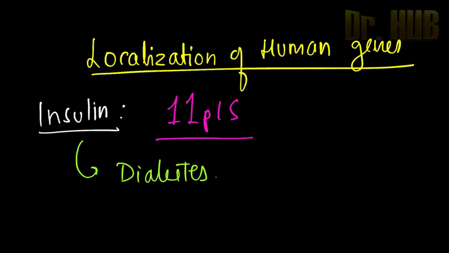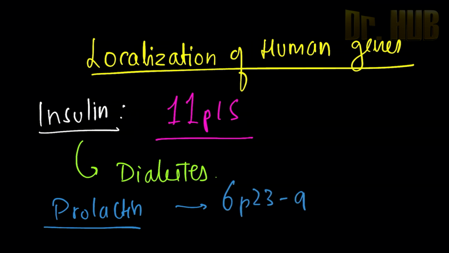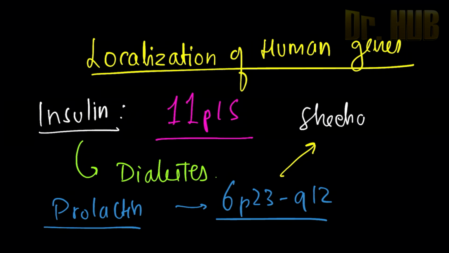Next we move on to prolactin. So prolactin is associated with 6p23 as well as q12, and the disease implicated will be Sheehan syndrome. So prolactin is associated with Sheehan syndrome. The insulin was implicated in case of diabetes.